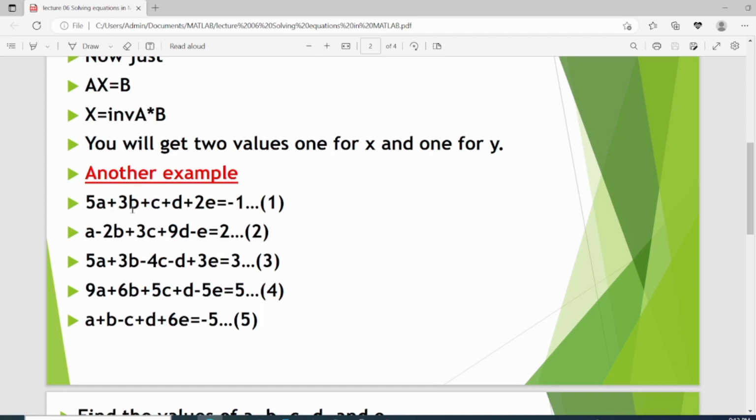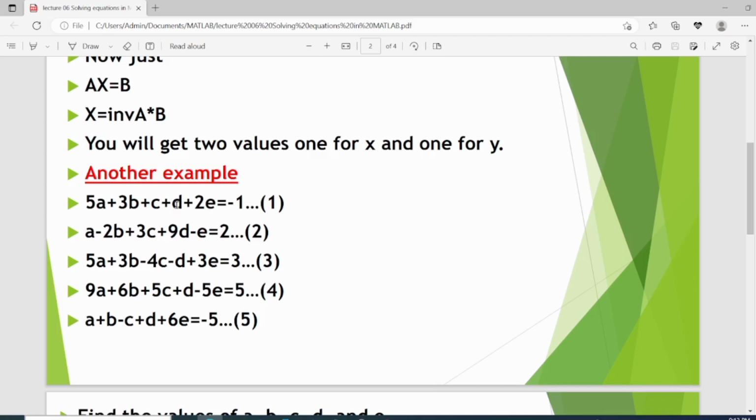5a plus b plus 3b plus c plus d plus 2e equal to minus 1. This is the first equation. This is the second equation: a minus 2b plus 3c plus 9d minus e equal to 2. And in the third equation, 5a plus 3b minus 4c minus d plus 3 is equal to 3. This is the third equation. And in the fourth equation, I have written 9a plus 6b plus 5c plus d minus 5 is equal to 5.